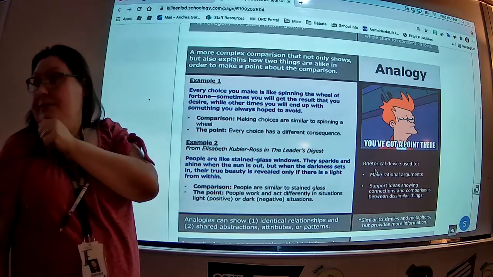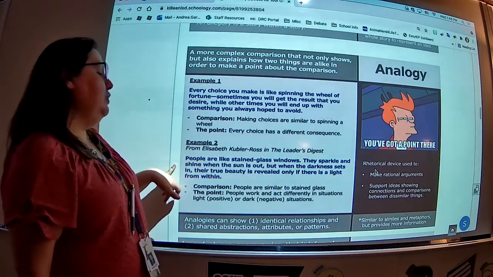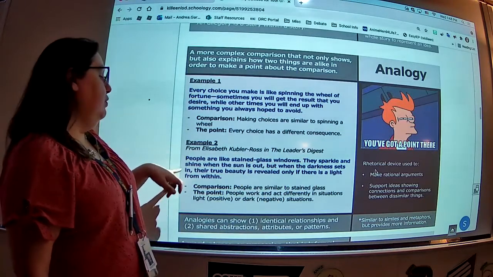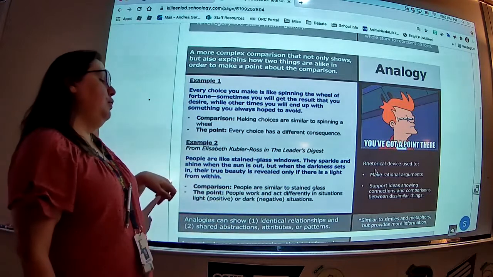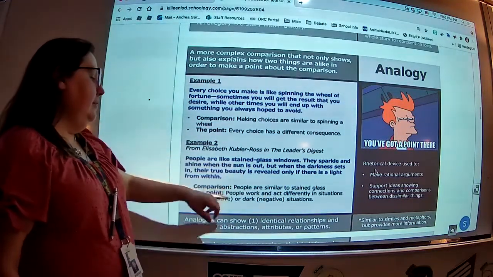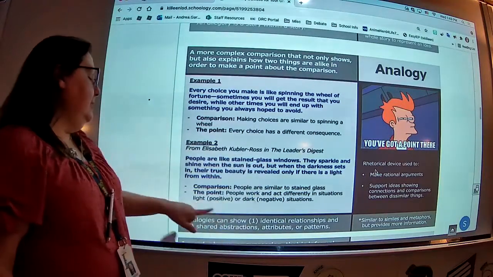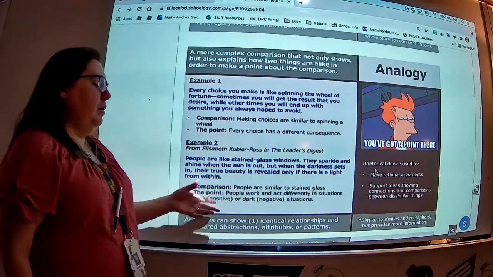Make sense? Okay. Here's another one. It says people are like stained glass windows. They sparkle and shine when the sun is out, but when the darkness sets in, their true beauty is revealed only if there is light from within. So here's our simile again, right?